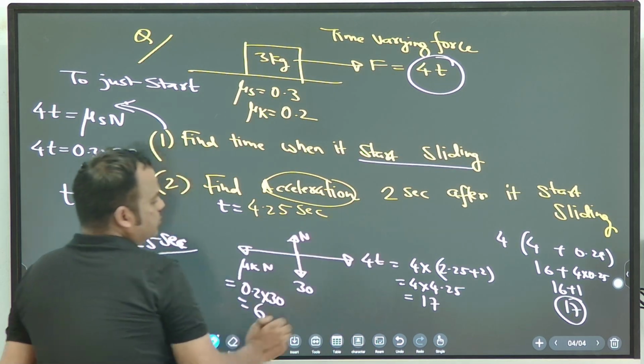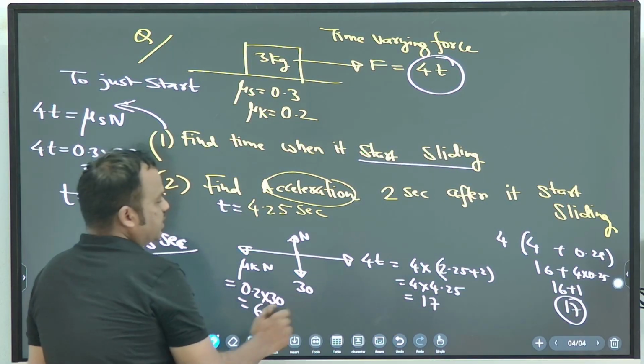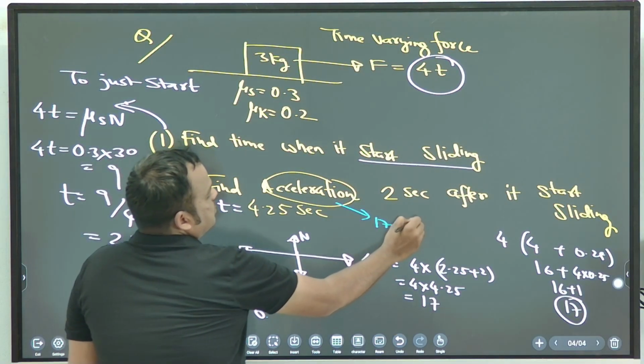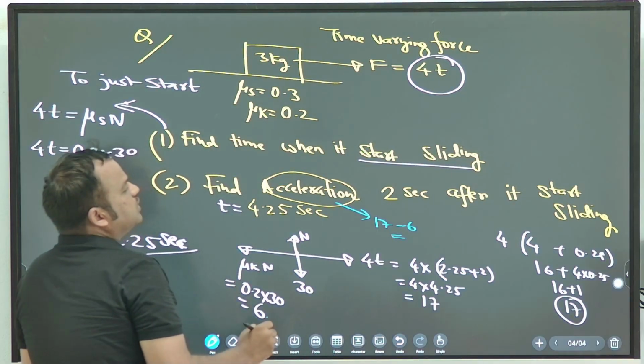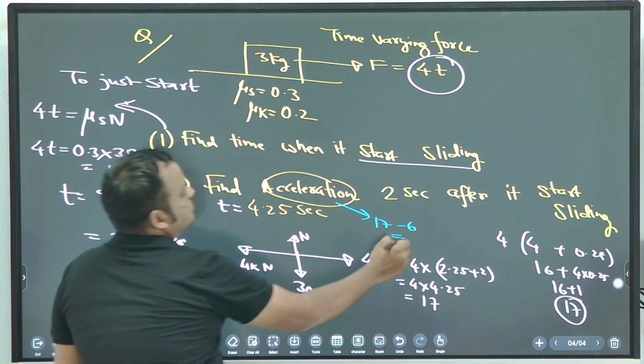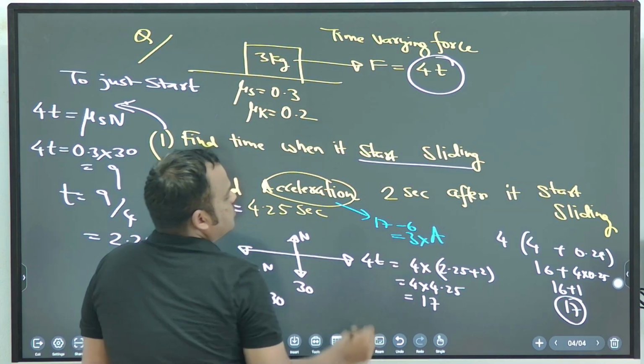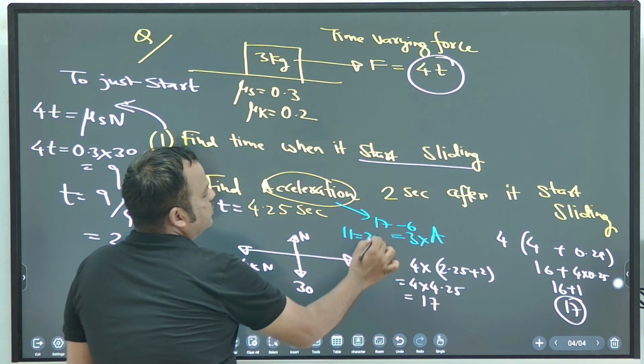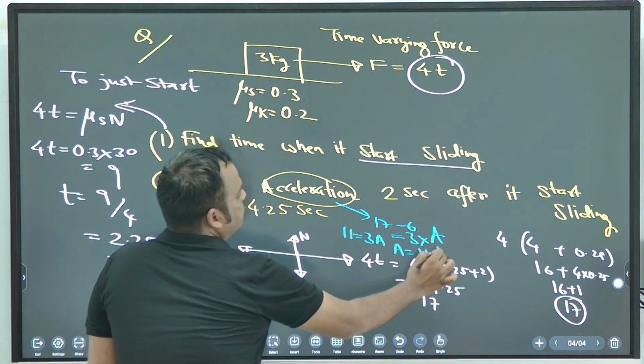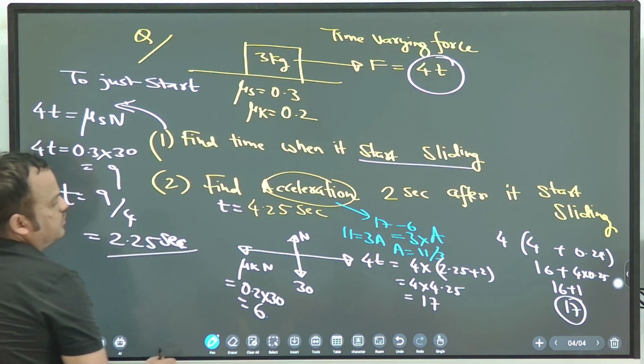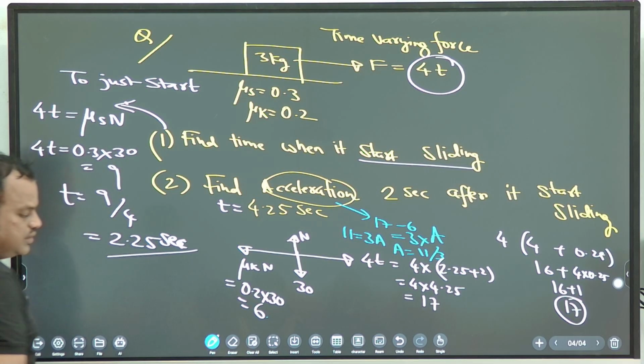So what is the acceleration? Unbalanced force is equal to mass into acceleration. 17 minus 6 is equal to mass into acceleration. Mass is 3. So 11 is equal to 3a. So a is equal to 11 by 3. Okay, clear?